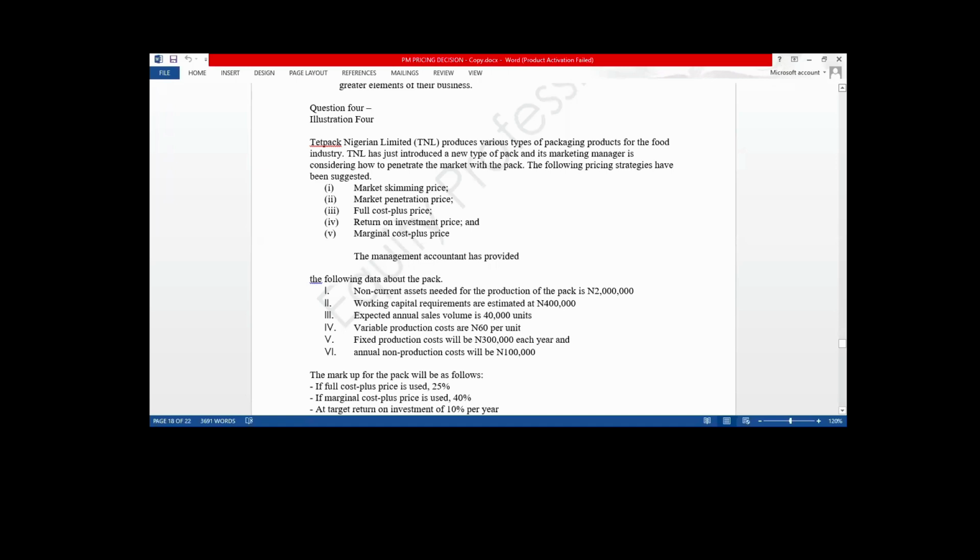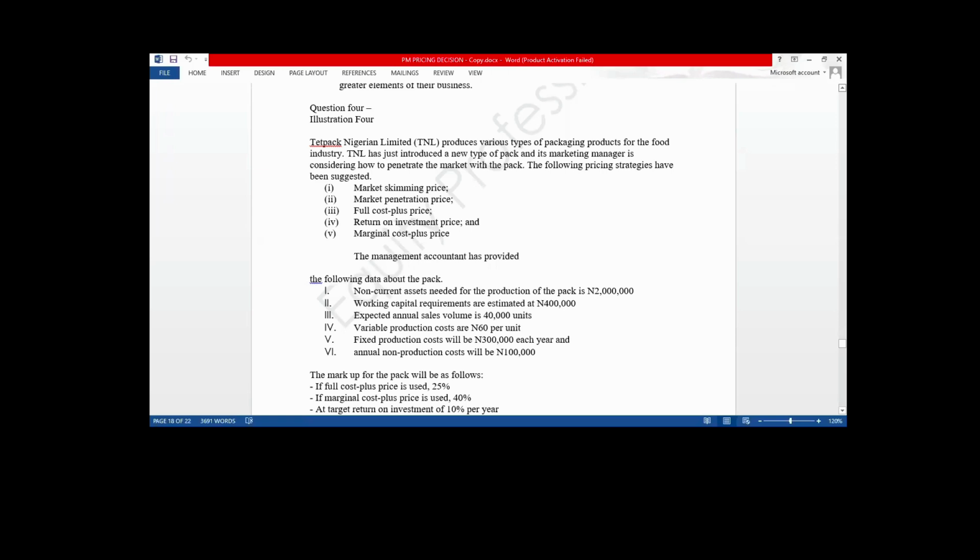To add to that, market skimming. This is Oliver speaking. It's also applied when the company wants to realize profits at the early stage of the product. Great. When the company wants to achieve higher profit at the early stage of the product life cycle. Thank you, Oliver.